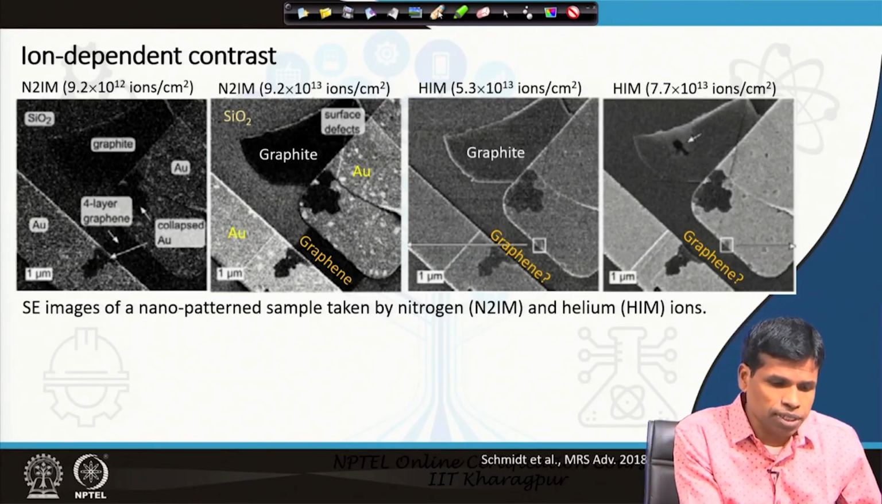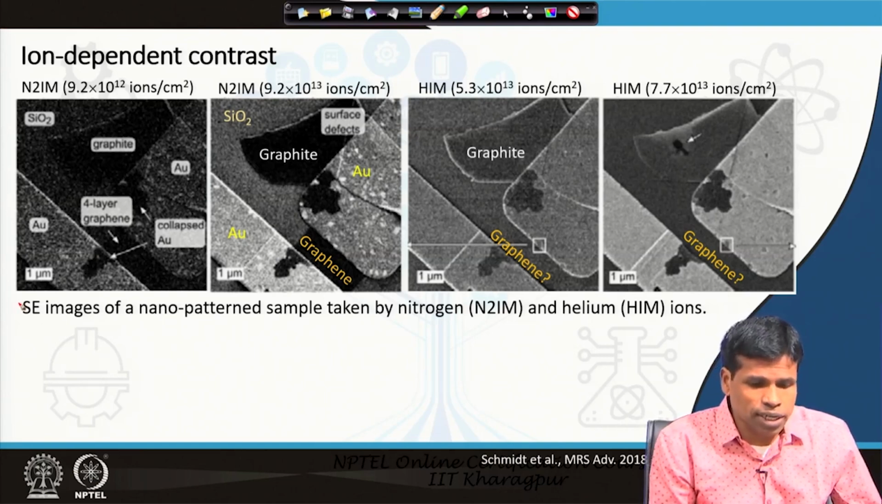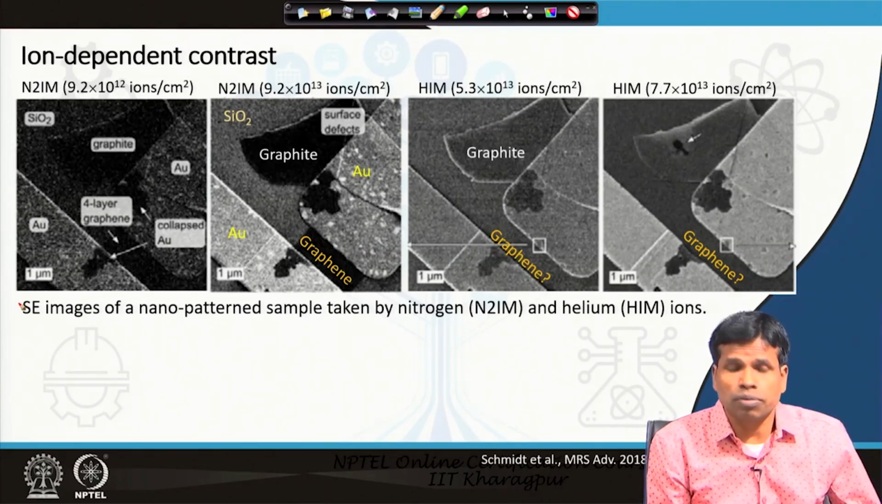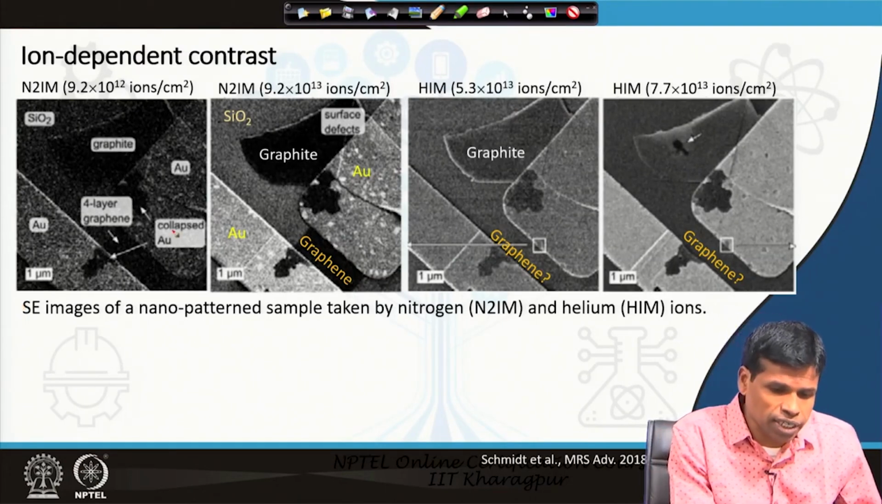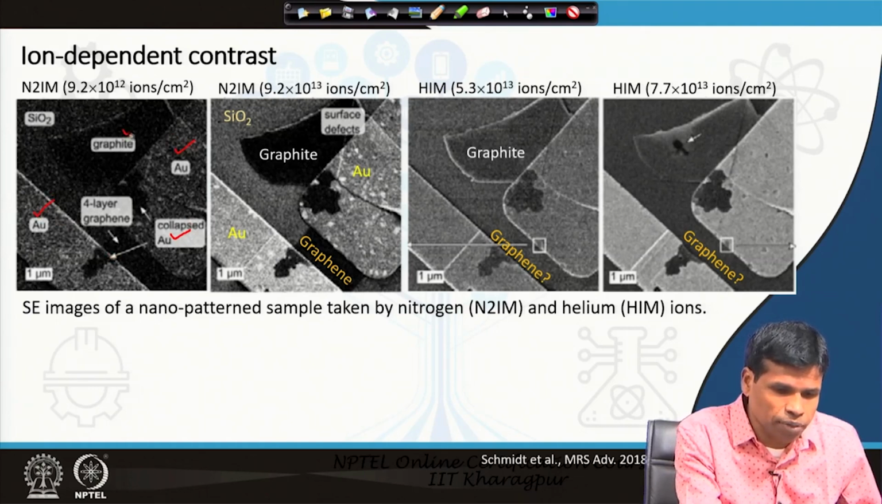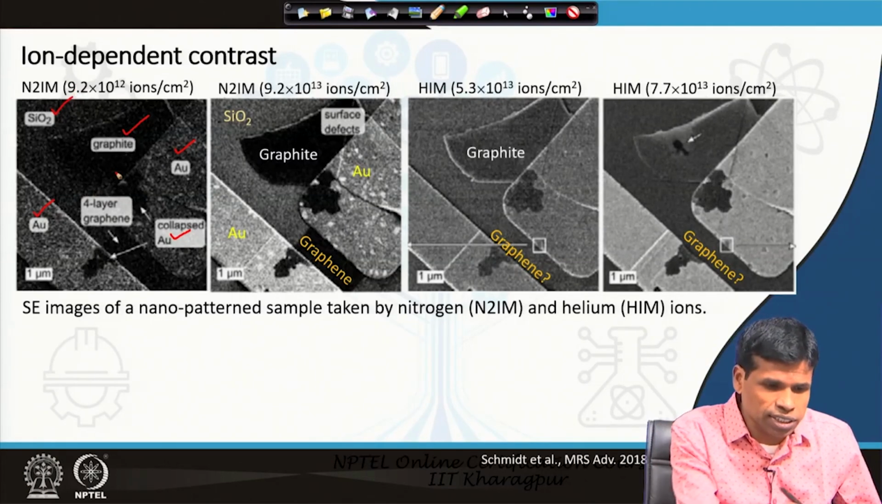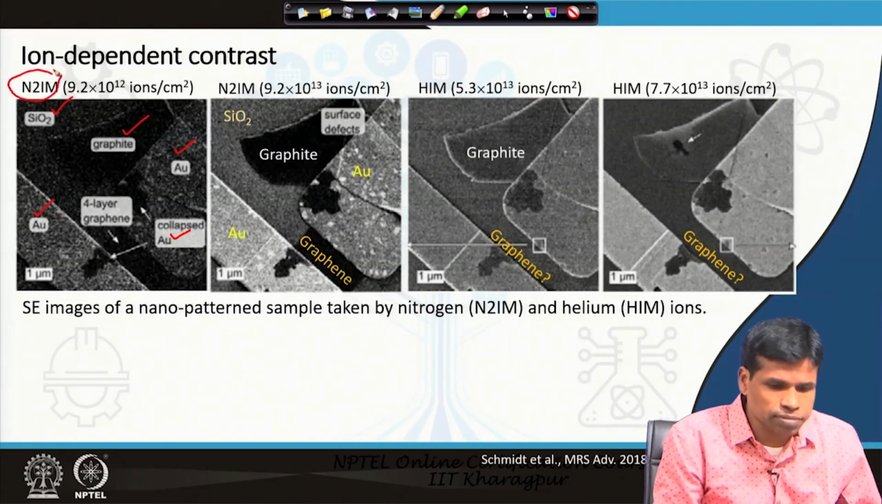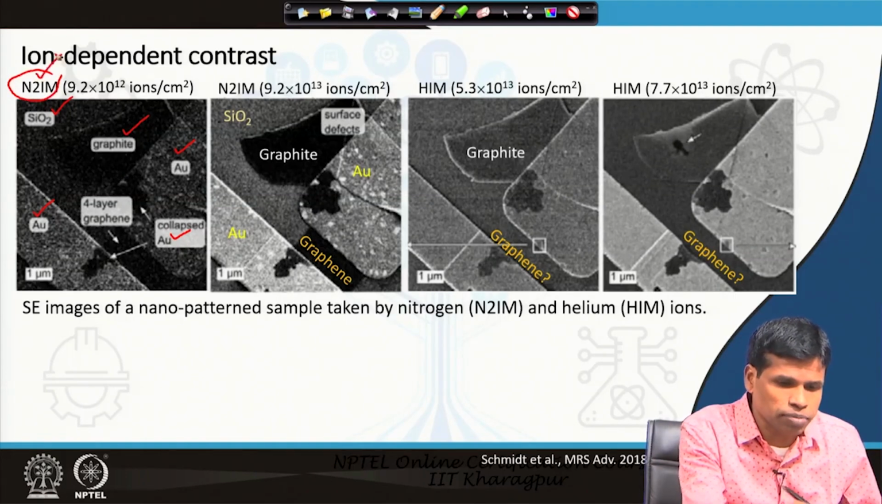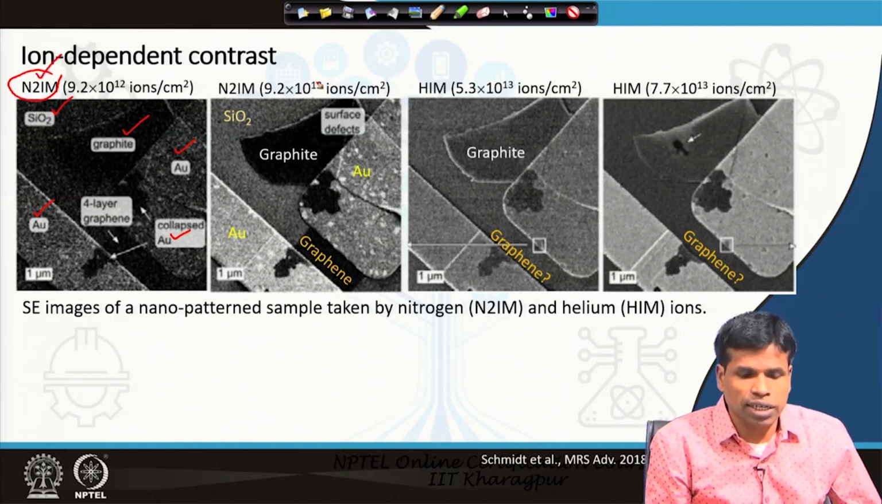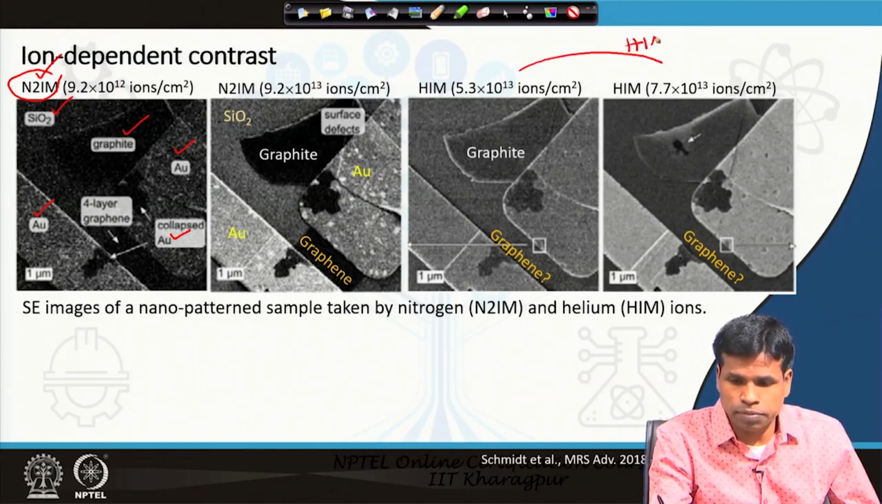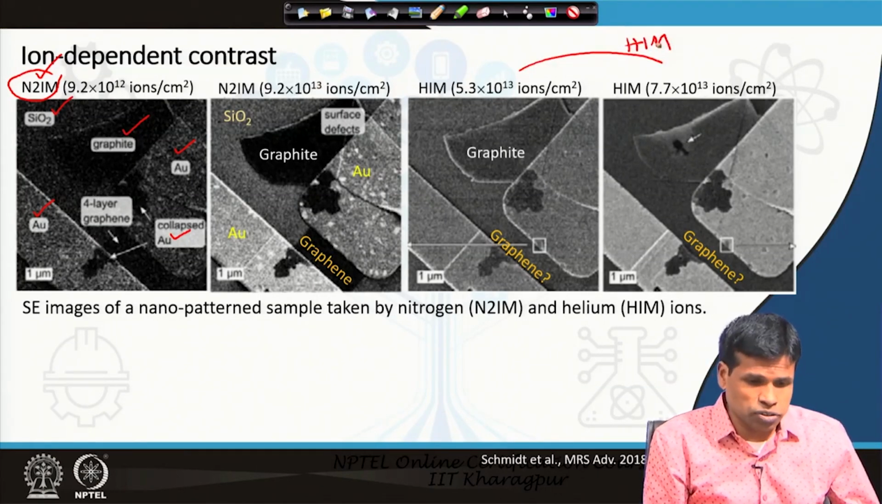As you see in the left side image, we have different types of specimens, different types of materials, that are viewed under a nitrogen ion microscope. For example, here it is gold, here is gold, and in this place is a collapsed gold. We have gold, we have graphite, we have SiO2, and we also have 4 layer graphene. If we look carefully, the first two are nitrogen ion microscope images, and the second two are helium ion microscope images, and they are taken at different ion doses.